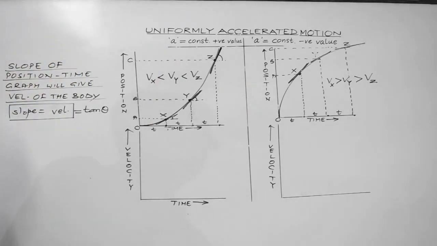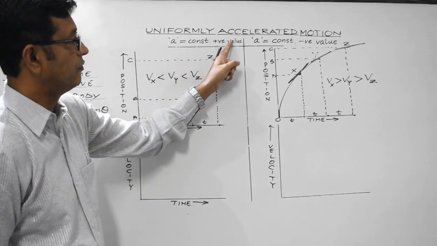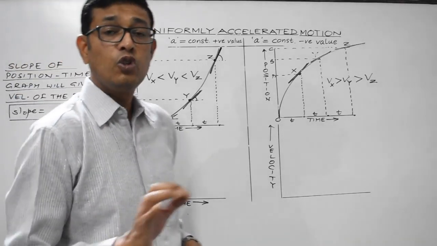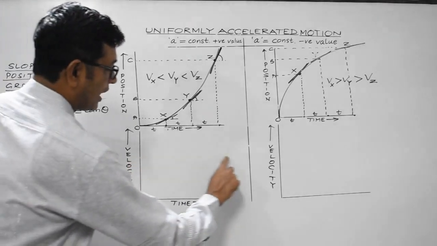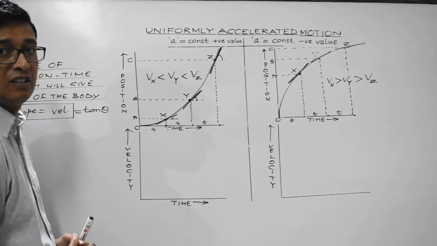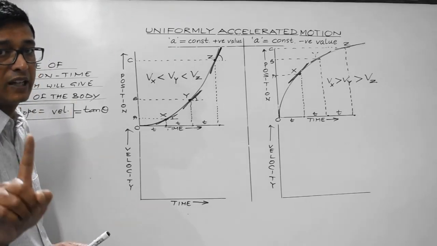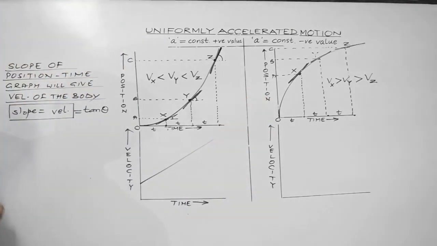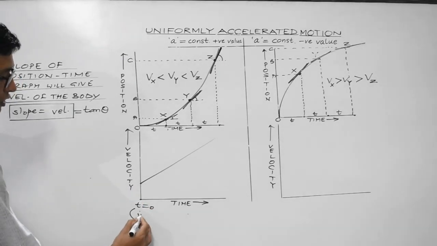Let's consider this. A should have a constant value. So, constant means it should be a straight line. The PT graph must be a straight line, not parallel to the time axis. In case it is parallel to the time axis, then what happens? Velocity will remain constant. So, it shouldn't be parallel to the time axis. It should be a straight line, but not parallel to the time axis, right? So, it should be like this. It should be a straight line. This is t equals 0.